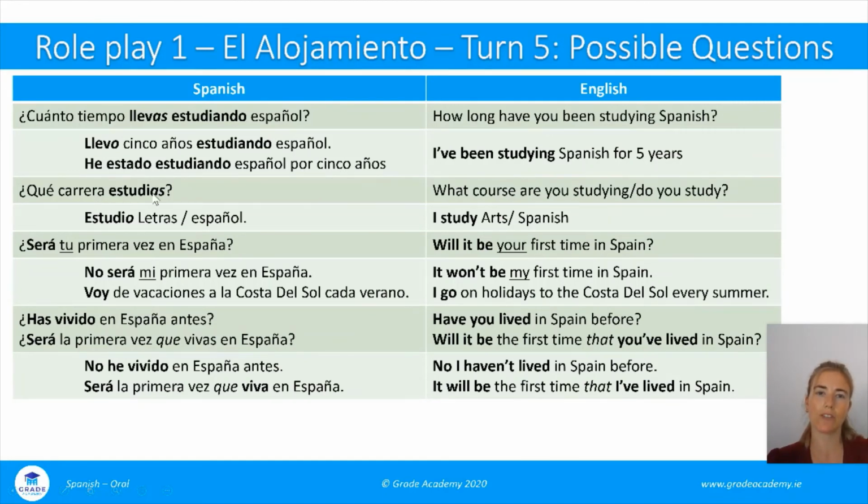¿Qué carrera estudias? So again, estudias, and ¿qué carrera is what course, or like what career. Estudió letras is arts, or español if it's Spanish. You can put whatever you want in there.